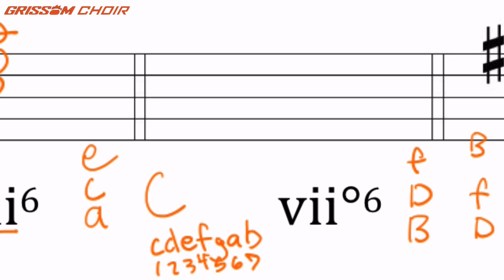Now all we have to do is draw it in. D, F, draw the ledger line, and B. If you wanted to, you could draw it an octave below. D, F, and B. Either would be correct.